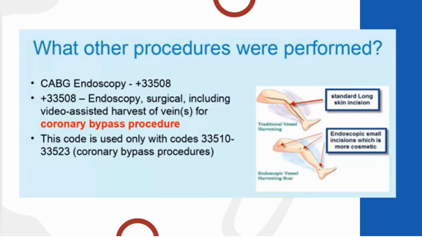This is a CABG endoscopy code, and it is an add-on code, 33508. The code language says endoscopy surgical including video assisted harvest of the vein for coronary bypass procedure. Traditionally, the vein harvesting happened by taking a long open incision. But nowadays, because of medical advances, we use the endoscopic method where the incisions taken are small and it is more cosmetic. When the vein has been harvested by endoscopic means, we will have to code it additionally. Then it is not included in the graft code, we will have to put an add-on code.